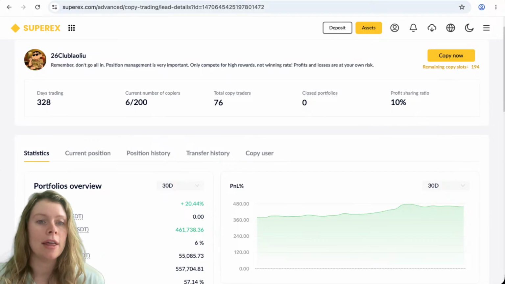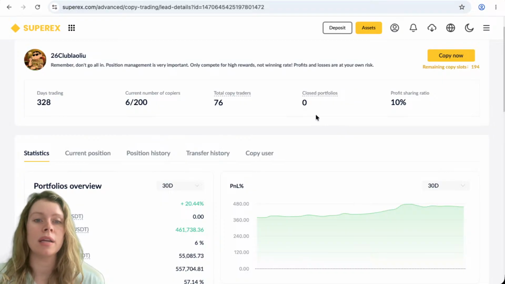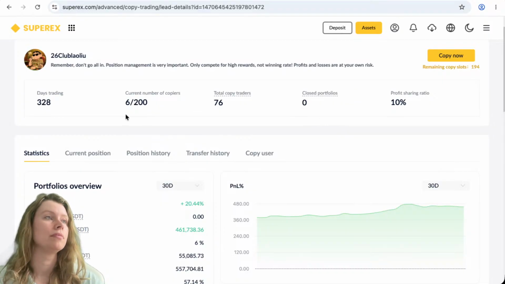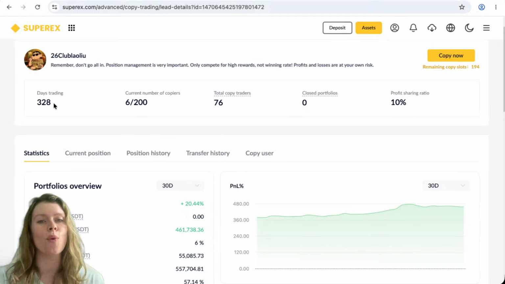All right, number two, these five numbers, one, two, three, four, five, are going to tell you what we're dealing with. So days trading, 328. That's almost a year. That's substantial. That means they've been doing this for a while. It's something that I would like to get into.